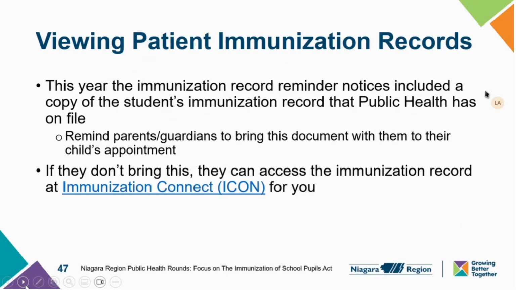As a reminder, when a student is flagged as due or overdue for vaccination by public health, it's based on the information that we have on file for that student at public health. The immunization record that public health has on file can be accessed by the student or their family if they're younger than 16 years of age through Immunization Connect, otherwise known as ICON.